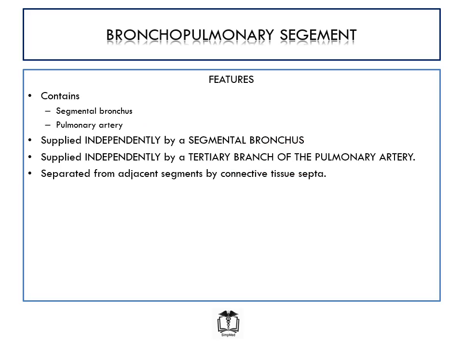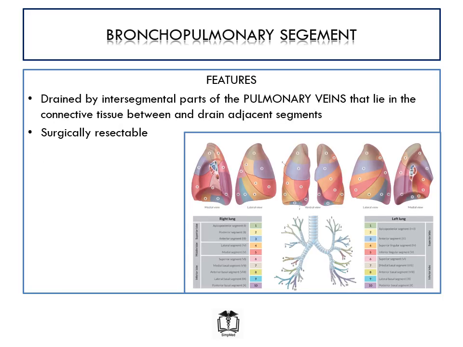The pulmonary veins are usually located within the connective tissue septa that separates the bronchopulmonary segments. So each of the bronchopulmonary segments are separated by a connective tissue septa, and along that septa, we have the pulmonary veins that supply more than one bronchopulmonary segment. So they don't get exclusive or independent supply of venous drainage. Rather, they do get exclusive or independent supply of the segmental bronchus and the tertiary branch of the pulmonary artery.